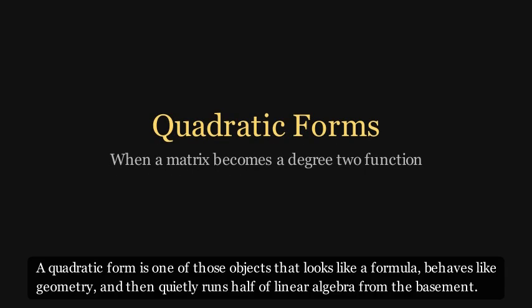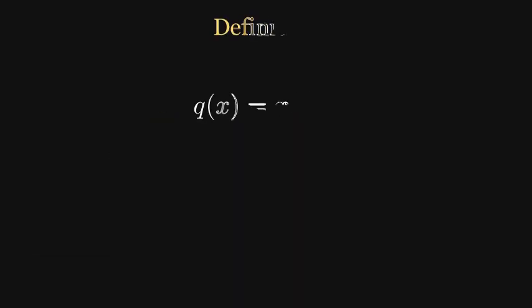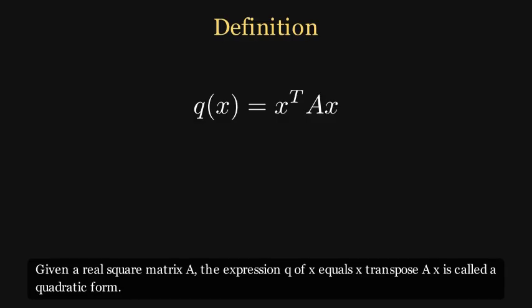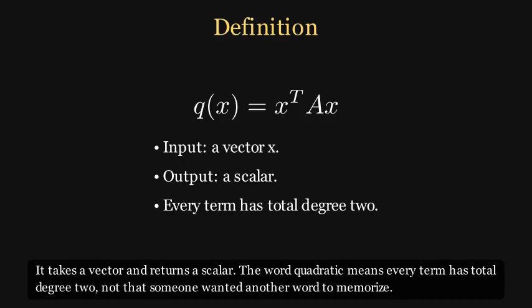A quadratic form is one of those objects that looks like a formula, behaves like geometry, and then quietly runs half of linear algebra from the basement. Given a real square matrix A, the expression Q(x) = x^T A x is called a quadratic form. It takes a vector and returns a scalar. The word quadratic means every term has total degree 2. Not that someone wanted another word to memorize.